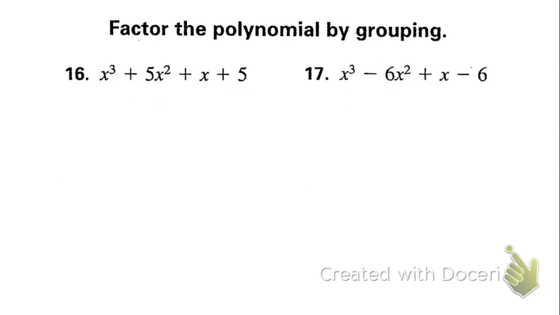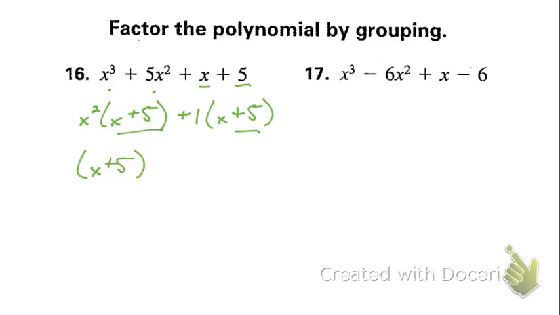All right, next up, let me change the color here. So I'm going to take an x squared out of the first two. I'm left with x plus 5. Here I'm going to take, well, I don't have anything in common, so I'm going to take out a 1. I'm still left with x plus 5. Those match. So x plus 5. Take that out and I'm left with x squared plus 1. Done.